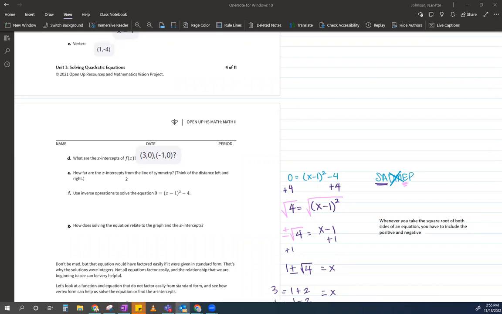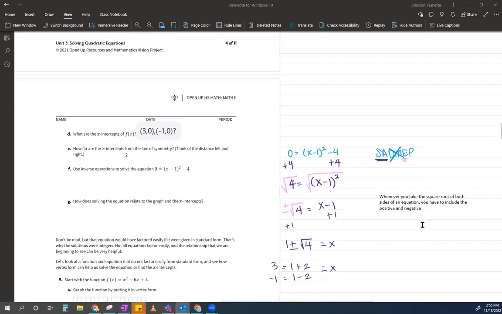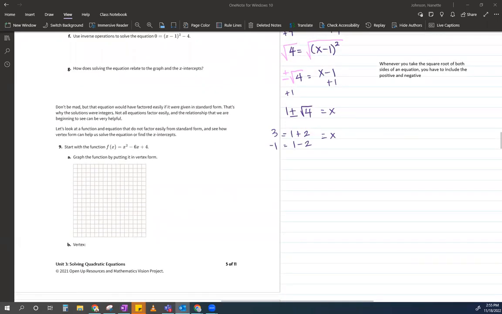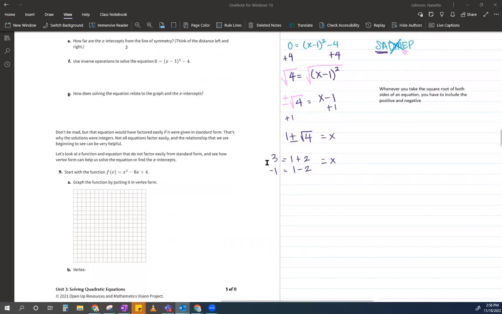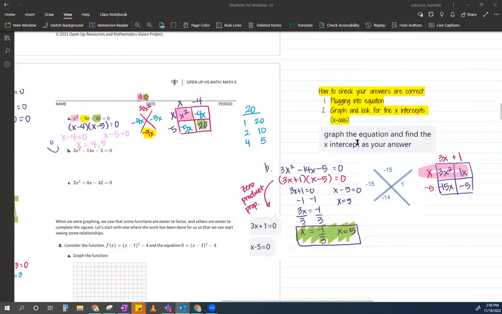Is everybody comfortable with that? Perfect. Okay, again, how would you check your answer? You'd plug it in. And then this last part, how does solving the equation relate to the graph and the x-intercepts? You guys already answered this. Look, this is how amazing you guys are. You answered that all the way up here: graph the equation and find the x-intercepts. When we graph the equation, the solutions are your x-intercepts. Very strong work. Good work.